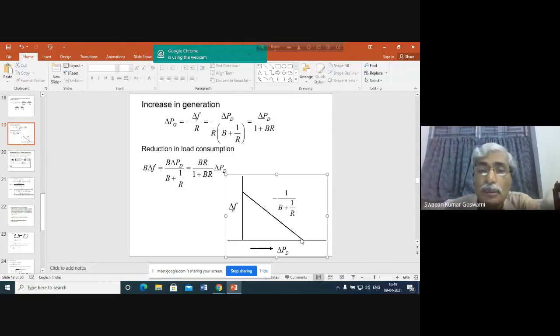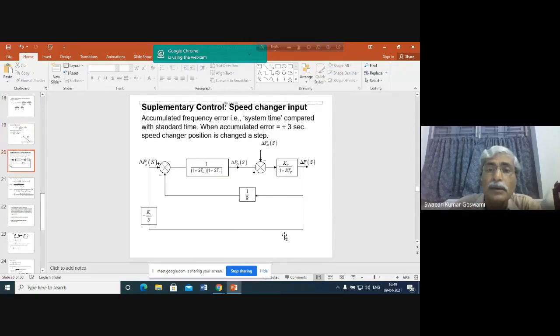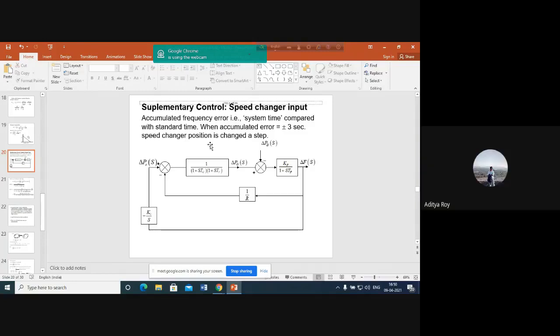So could you understand what it means? What it implies is how the integral control is changing the position of the load frequency characteristics, maintaining its slope. Is it clear? Yes, sir.